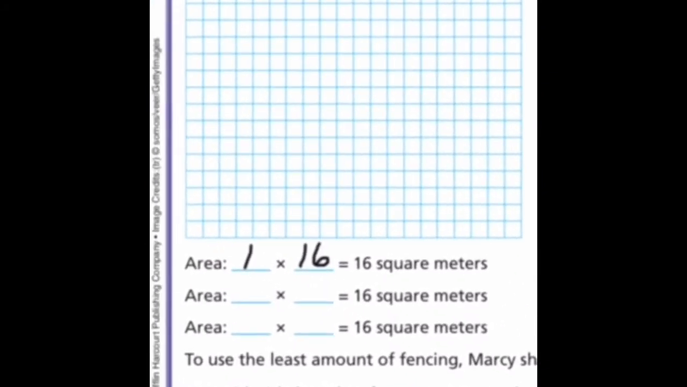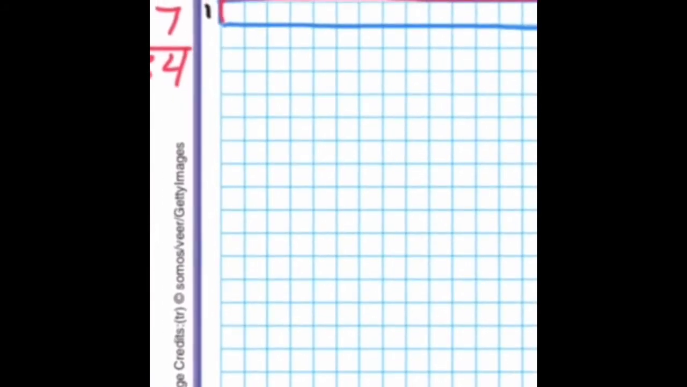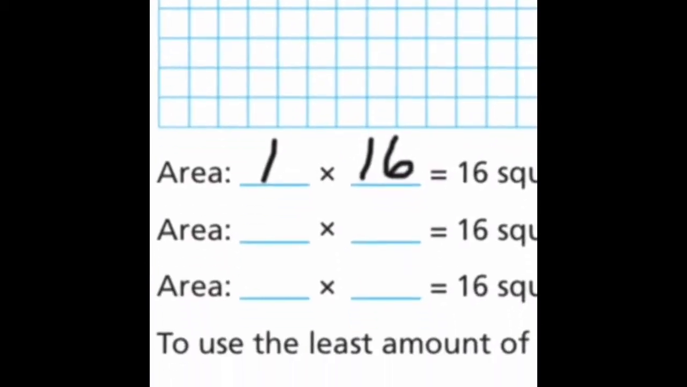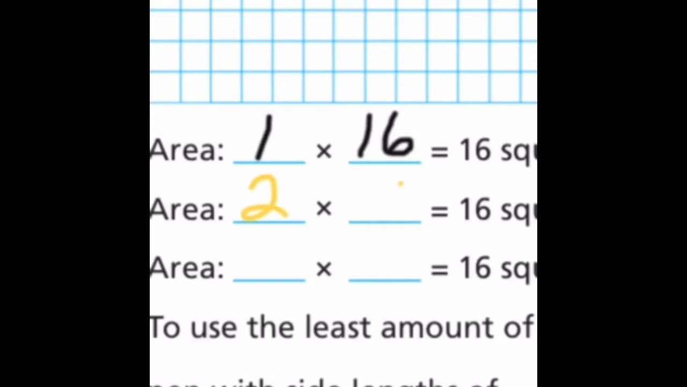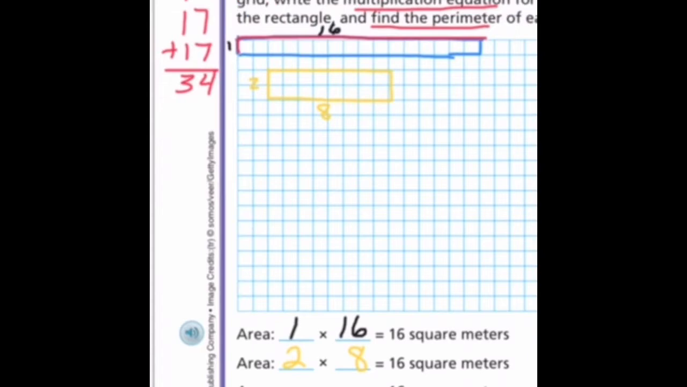So in my next rectangle, I'm going to plan and make the height 2. I'm going to scoot over just a little bit. My height is 2, and my width is 8. So my width is 1, 2, 3, 4, 5, 6, 7, 8. Because 2 times 8 equals 16. My area is a 2 by 8. 2 times 8 is 16. Two groups of 8 is 16.